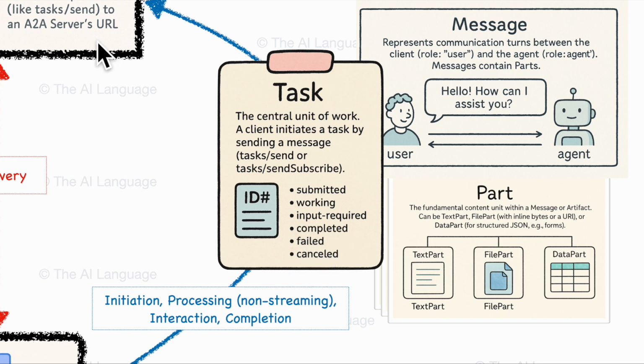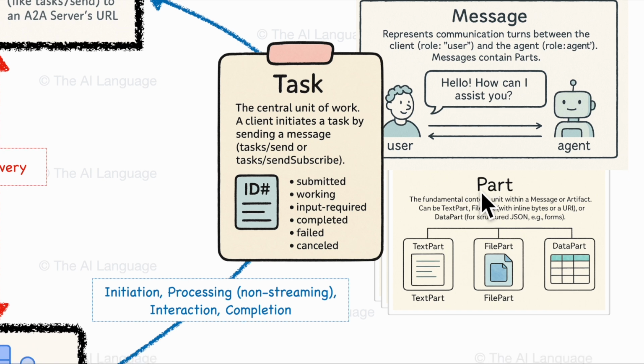So the client sends a request to start a task, and inside the request the client sends a message from the user role. Messages represent communication turns between the client, which has the role user, and the agent that's doing the work, which has the role agent, and the message is built using parts. A part is a fundamental content unit within a message or an artifact, which we'll look at later. It can be of 3 types: either a text part, a file part, or a data part.